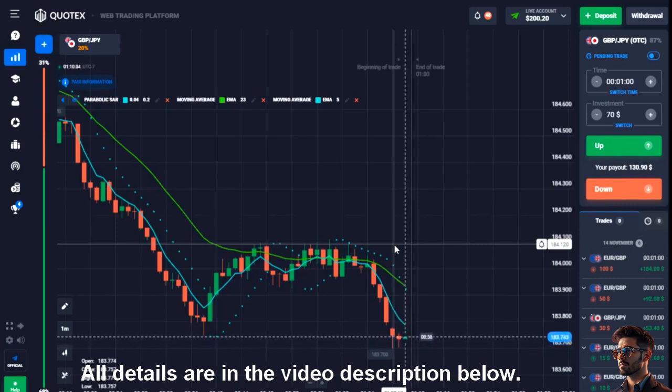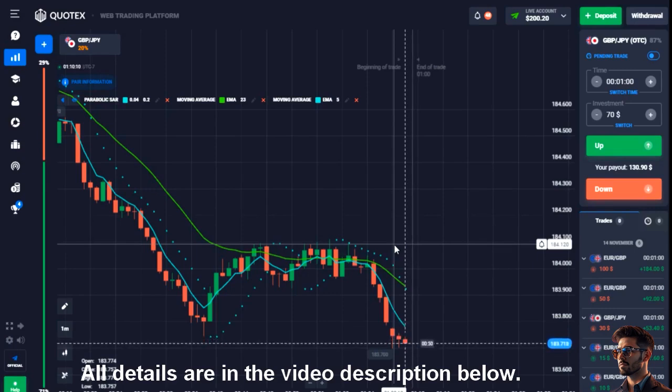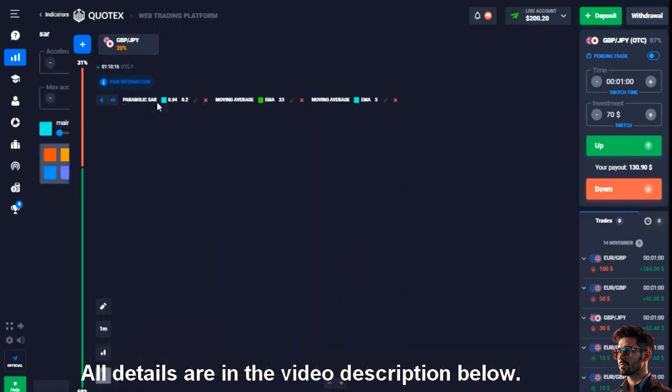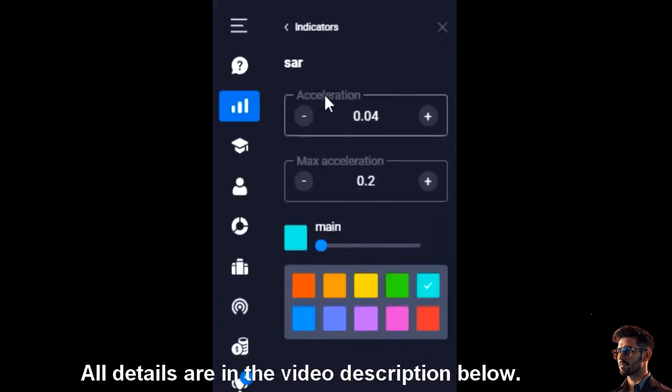Here I'm still using the same strategy I used the first time: two moving averages and one parabolic SAR. The first indicator is the parabolic SAR with an acceleration of 0.04 and a maximum acceleration of 0.2. That's pretty much all I do. I use this color right here, and when you're done you close it.